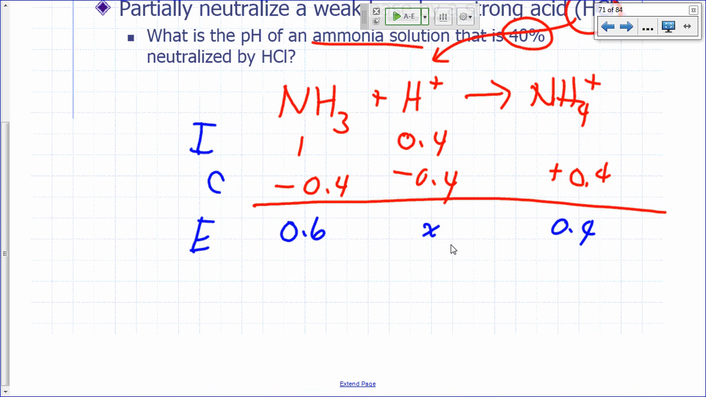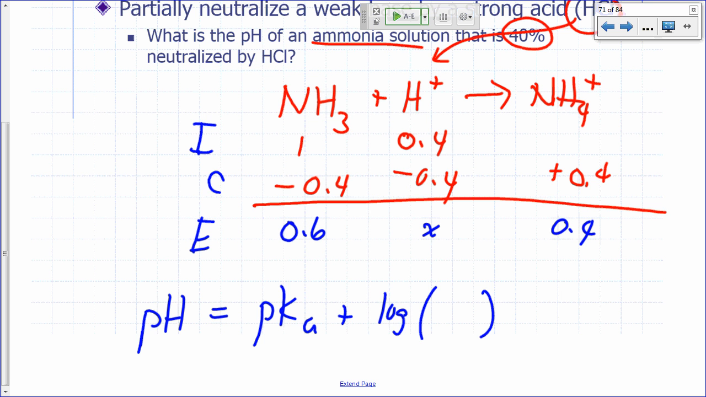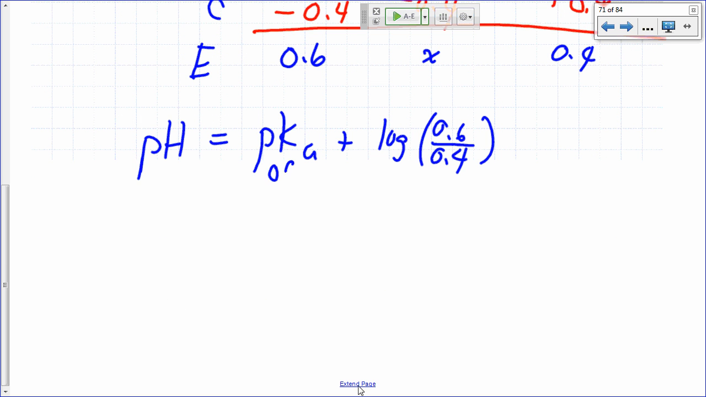So what's our pH here? This is pKa plus log of, what's the base over the acid here? This is your base, right? And this is your acid. So how do I know ammonia is the base? It's a proton acceptor. So this is going to be 0.6 over 0.4. I just need to know what pKa is for ammonia. Actually, pKa for ammonium, right? How do I know pKa? This is pKa of the acid, so I need the pKa of ammonium.